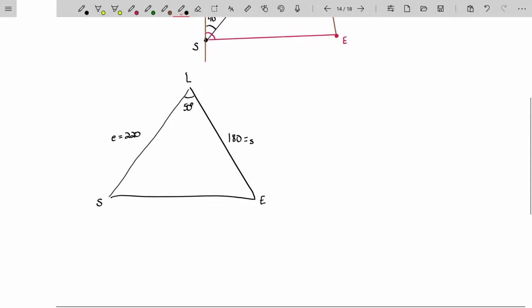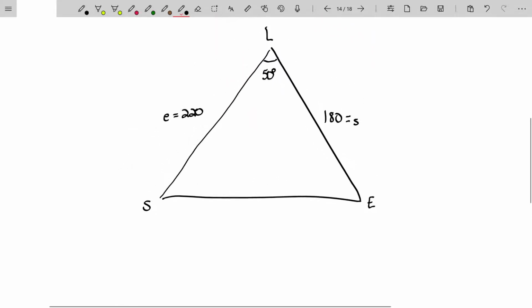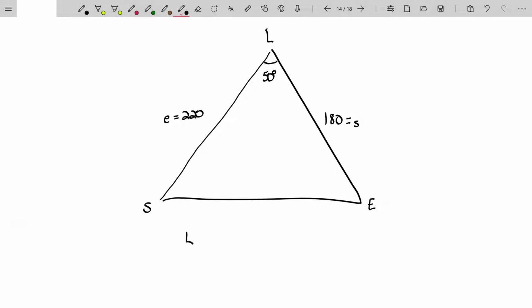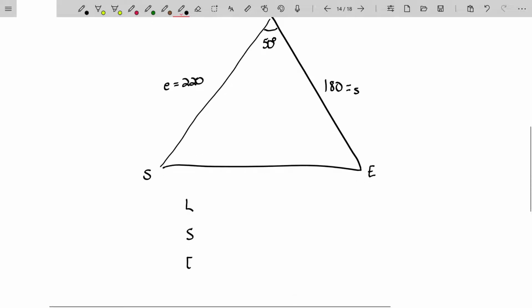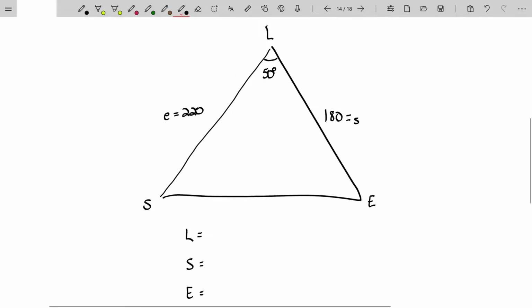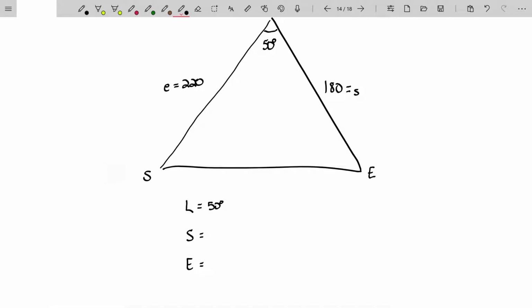We're going to use that information and build a table. Let's see, L, S, and E. Angle L is 50 degrees. Side L we don't have. This side L right there, that's the side we want. Side S we do have, it's 180. And side E, little e, is 220. And you can see, again, we don't have a completed row, so we're going to use law of cosines.